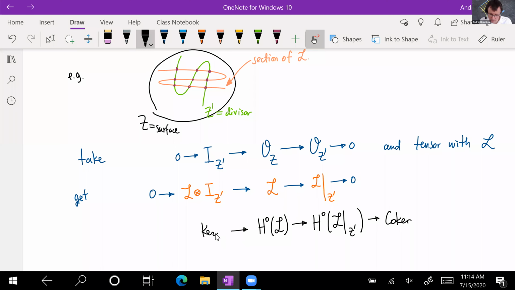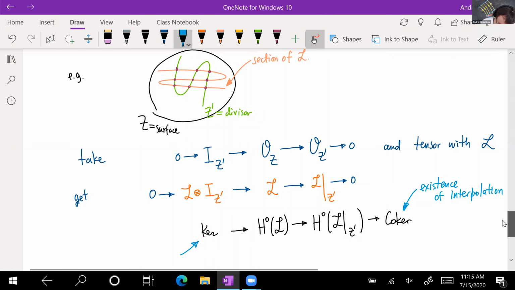So in the interpolation problem, we ask about these conditions. This is existence of interpolation. It means which configurations in this picture here, which configurations of purple points can be induced by intersection with a section of L. So this is existence, and the kernel of that is uniqueness.